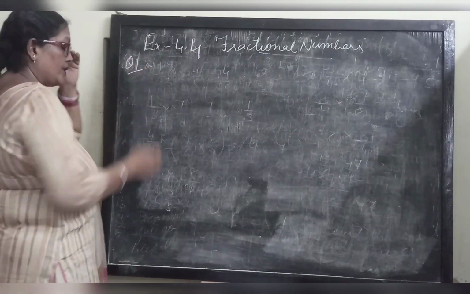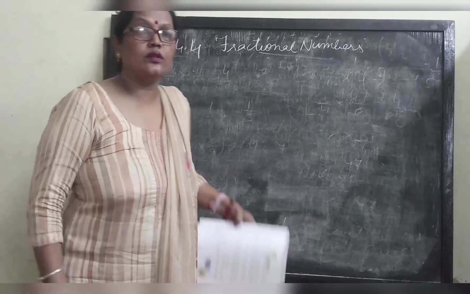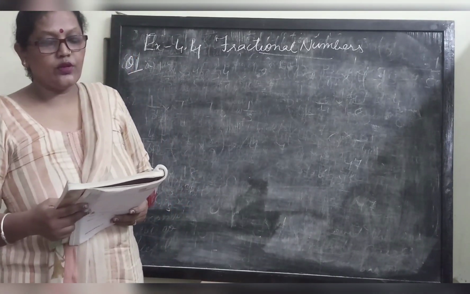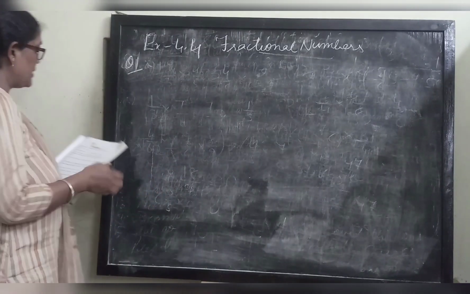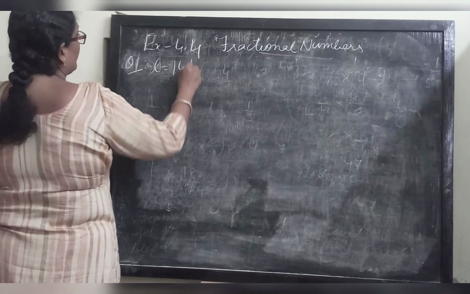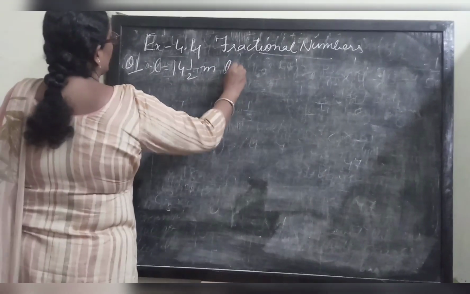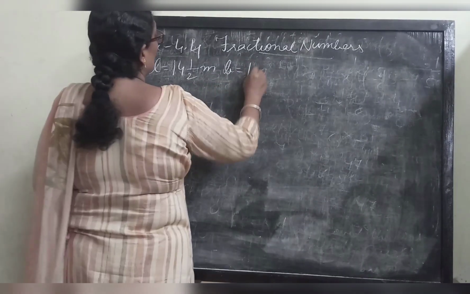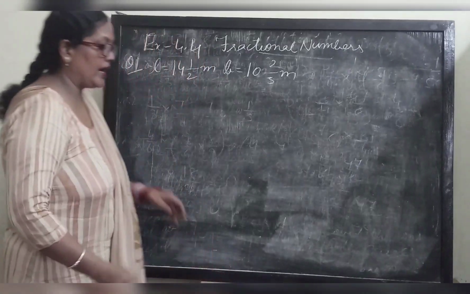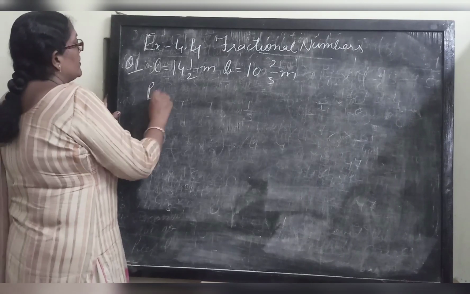4.4. I am explaining the chapter on the blackboard. Notes you can see in the campus here. Find the perimeter of a rectangular field whose length and breadth is given. What is length given? 14.5 meter. What is breadth given? 10 2 over 3 meter. You know what is the perimeter of rectangular field formula?